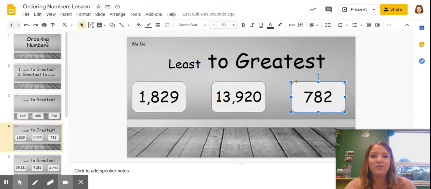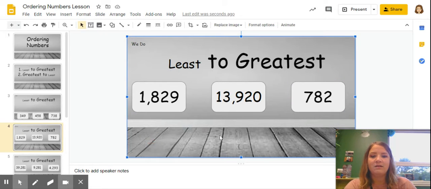Pause this video, write down what you think the smallest number is on the left side, and then press play when you're ready.